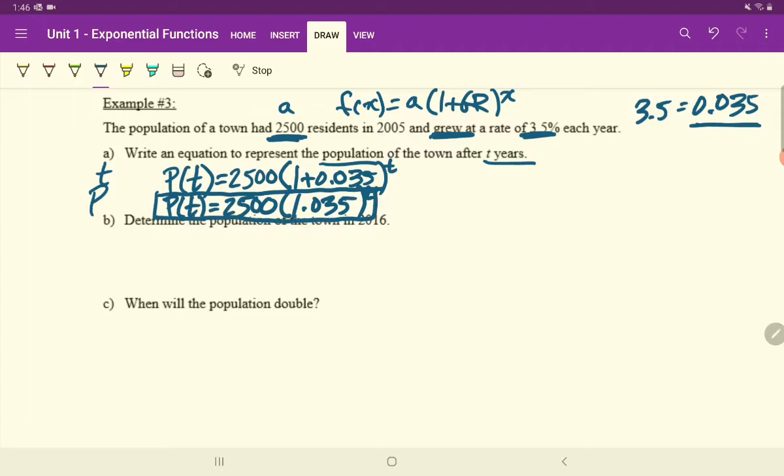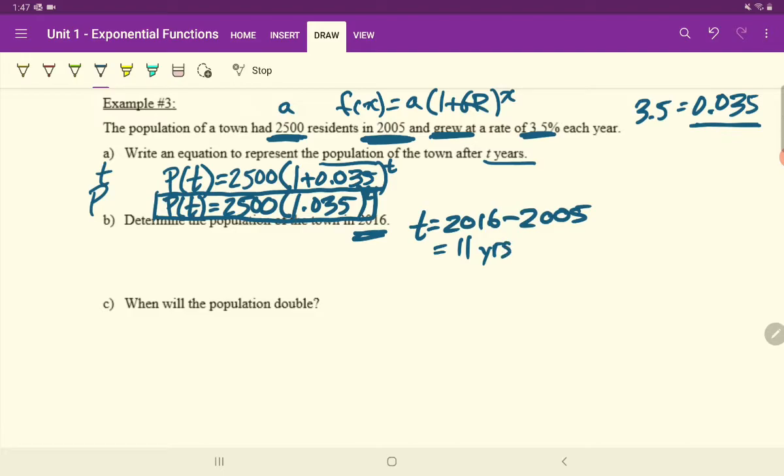Determine the population of the town in 2016. Well, if the initial population was in 2005, we're being asked to sub in the amount of years. You do not sub in 2016. Because the time started in 2005, you have to sub in 2016 minus 2005 to find the difference. You sub in 11 years.